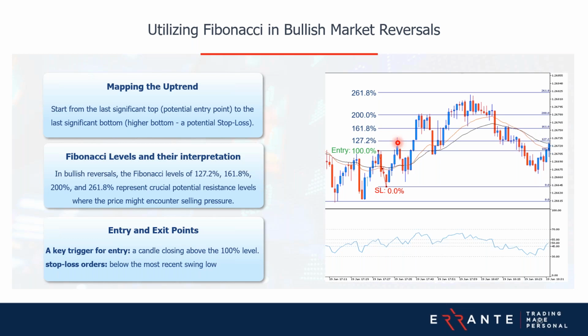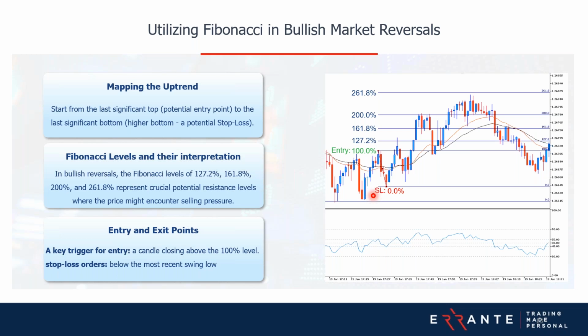So how we can trade it, as you see, a pivotal trigger for entry is identified by a candle closing above the 100% level, this candlestick here, okay, which is the end of the initial price move, the 100%. Yep, very good. So setting a stop loss order below the most recent swing low, somewhere like this, provides a risk management measure, somehow safeguarding against false breakouts and reversals.